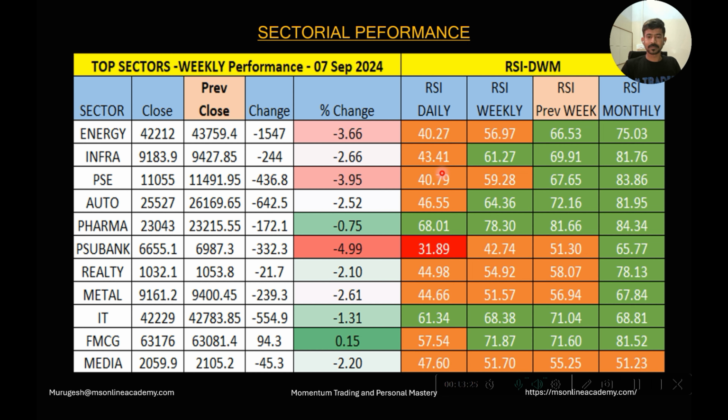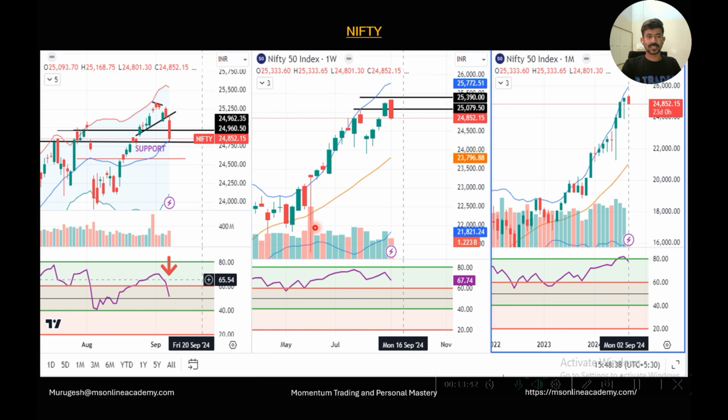So finally, for the long side we got two sectors, IT and pharma. On the bearish side, PSU banks, and media is definitely sideways. Here is the Nifty chart. It is below 60 in daily. In weekly and monthly, these are still above 60, but there is a rejection from the 60.